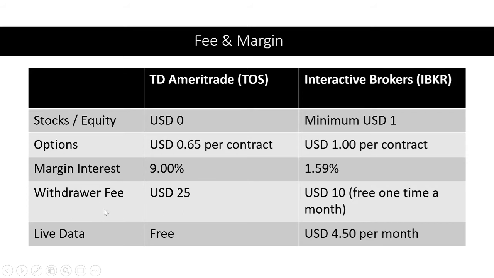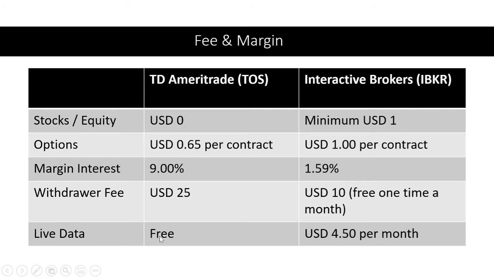For the withdrawal fee, TD Ameritrade is charging you $25 if you want to withdraw money. For Interactive Brokers, they charge you $10, but they offer one free withdrawal a month. So if you want to withdraw a second time, they charge you $10. For both, as far as I know, there is no fee for deposits.